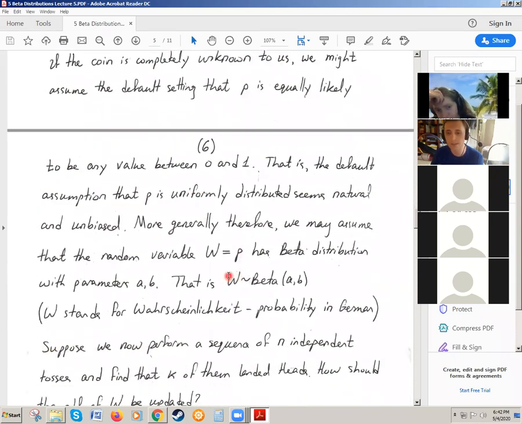So in general, let's suppose that W, and I chose W because we're calculating the probability of a probability, so I don't want to use the letter p. W stands for Wahrscheinlichkeit, which is how you say probability in German.